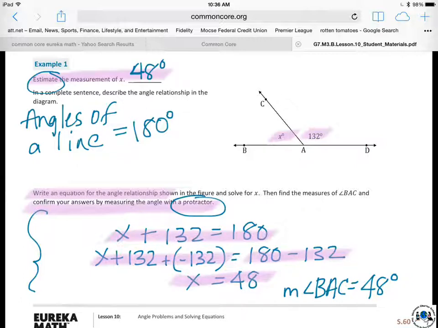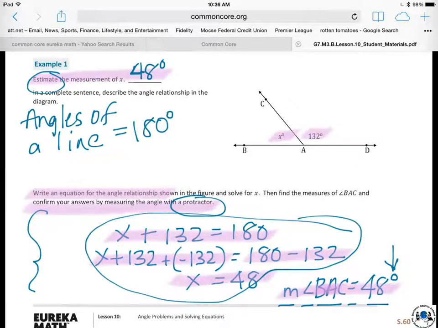Now, to write it correctly, the way that they are going to be asking this to be written, you're going to use this little m in front of the angle you're finding the measurement for, equals 48. So this is the way it will be written. The measure of angle BAC equals 48 degrees. Don't forget our little degree symbol. When you're working through your equation, don't worry about that necessarily because it becomes a hassle, but you do worry about it when it comes to writing your final answer.